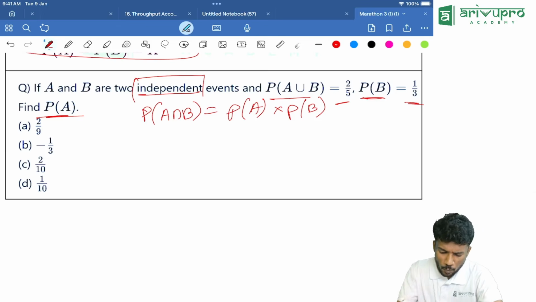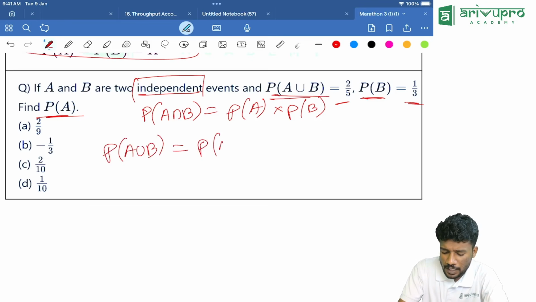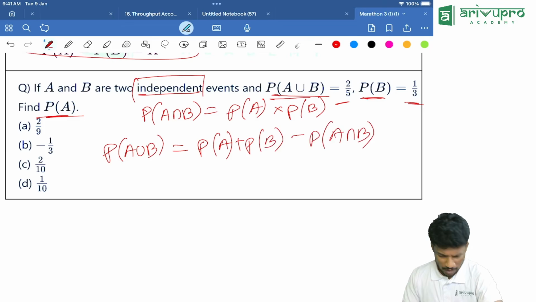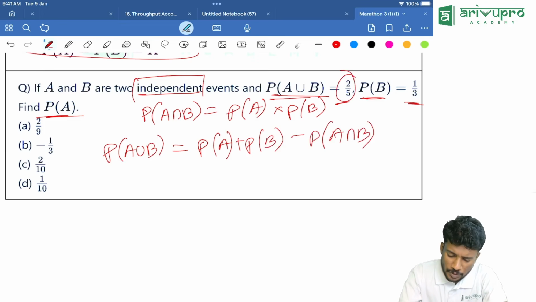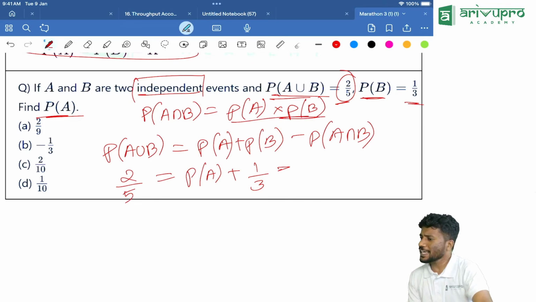Correct? Now, what do you know about P of A union B? We know a formula: P of A union B is equal to P of A plus P of B minus P of A intersection B. P of A union B is 2 by 5, equal to P of A, we need to find P of A, plus P of B, which is 1 by 3, minus A intersection B, that is P of A into P of B.